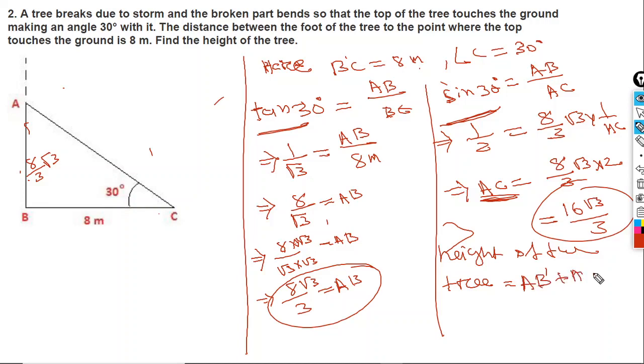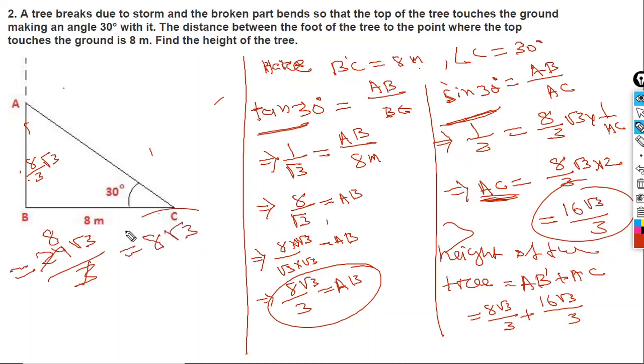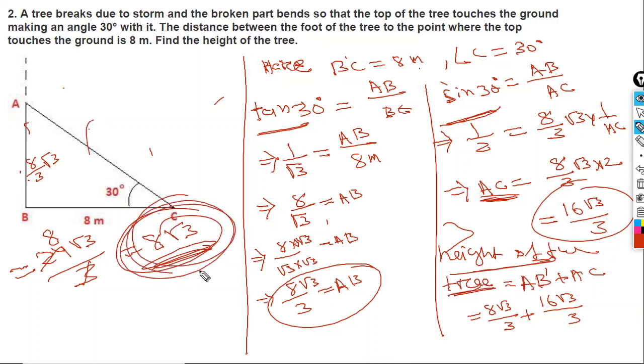AB plus AC, which is equal to the length of AB, 8 root 3 by 3, plus AC, 16 root 3 by 3. Okay, we'll write it here, which will be equal to 24 root 3 by 3. Now cancel it, it will be 8. So equal to 8 root 3. 8 root 3 is equal to the height of the tree. So we got the height of the tree is 8 root 3. So we can write it is solved.